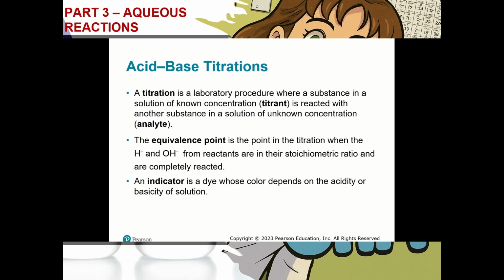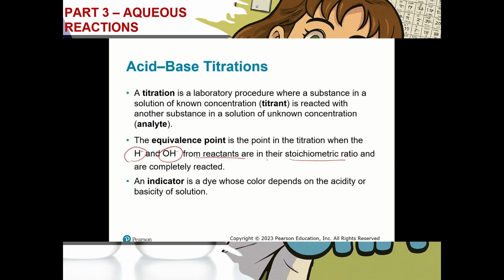Okay? So titration in the lab is a technique to determine a concentration. You add a titrant to an analyte until they reach stoichiometric proportions. So the equivalence point is the stoichiometric proportion. It is the point in the titration when the hydrogen ion and the hydroxide ion from the reactants are in their stoichiometric ratio and are completely reacted.